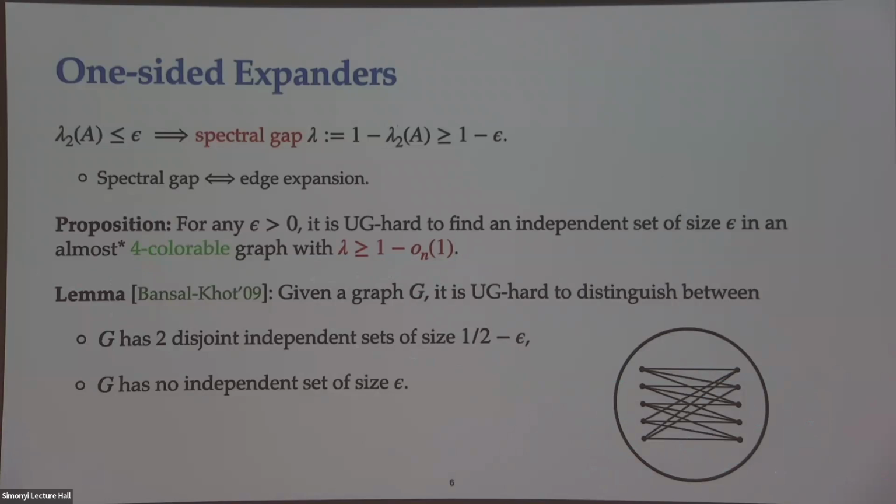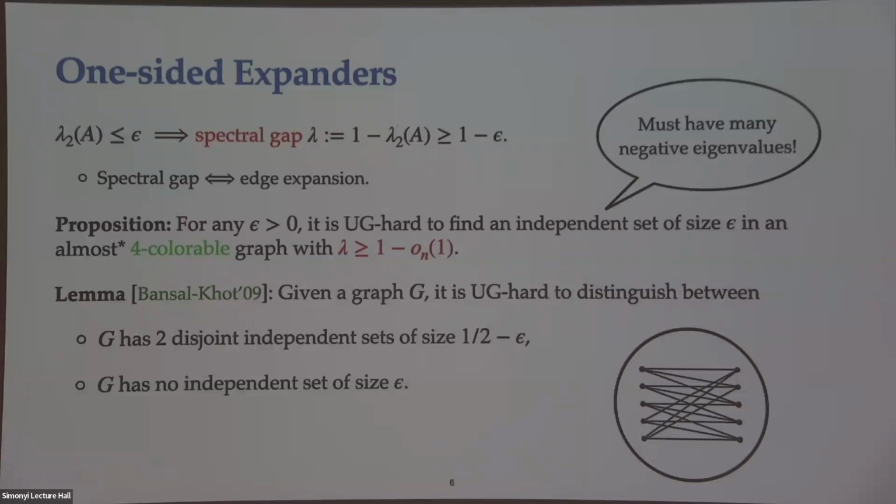Okay, and I just want to mention that this reduction must create many negative eigenvalues. Otherwise, if there are only a few negative eigenvalues, then the previous technique using bottom eigenspace enumeration can likely find some constant size independent set, which would contradict the unique games conjecture. Okay.